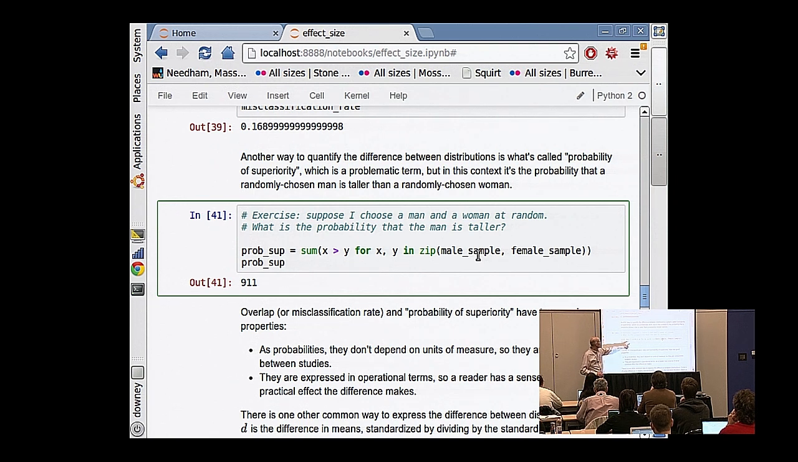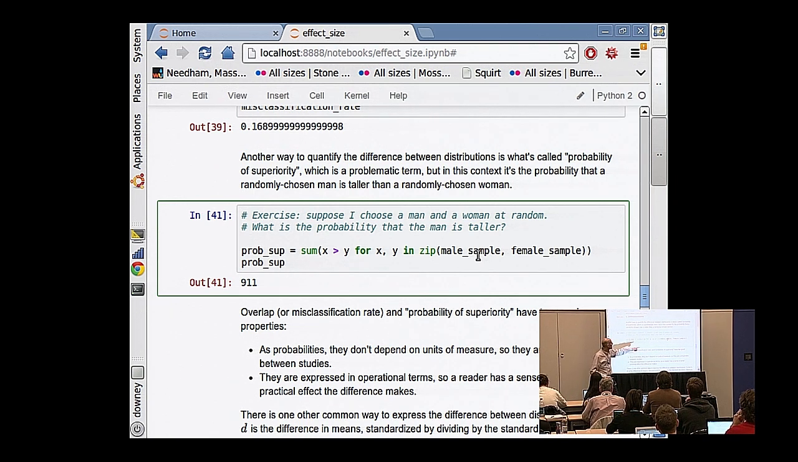And I'm using here a list comprehension in Python, so I'm going to zip the male sample and the female sample, just match them up pairwise. The sample is already a random thing, so I don't really have to randomize it.